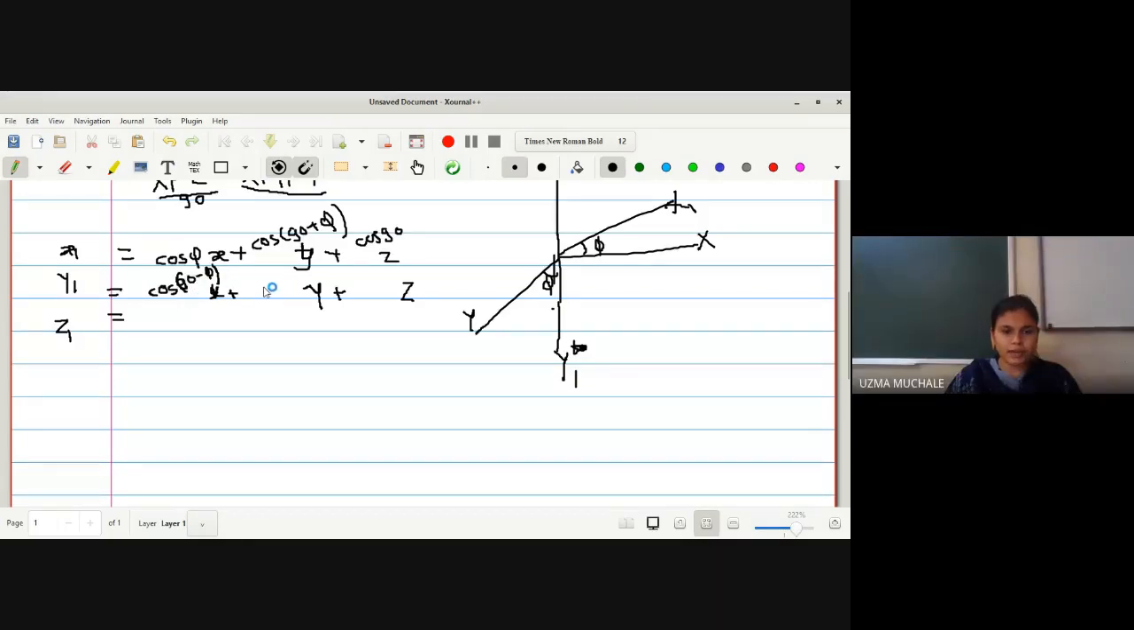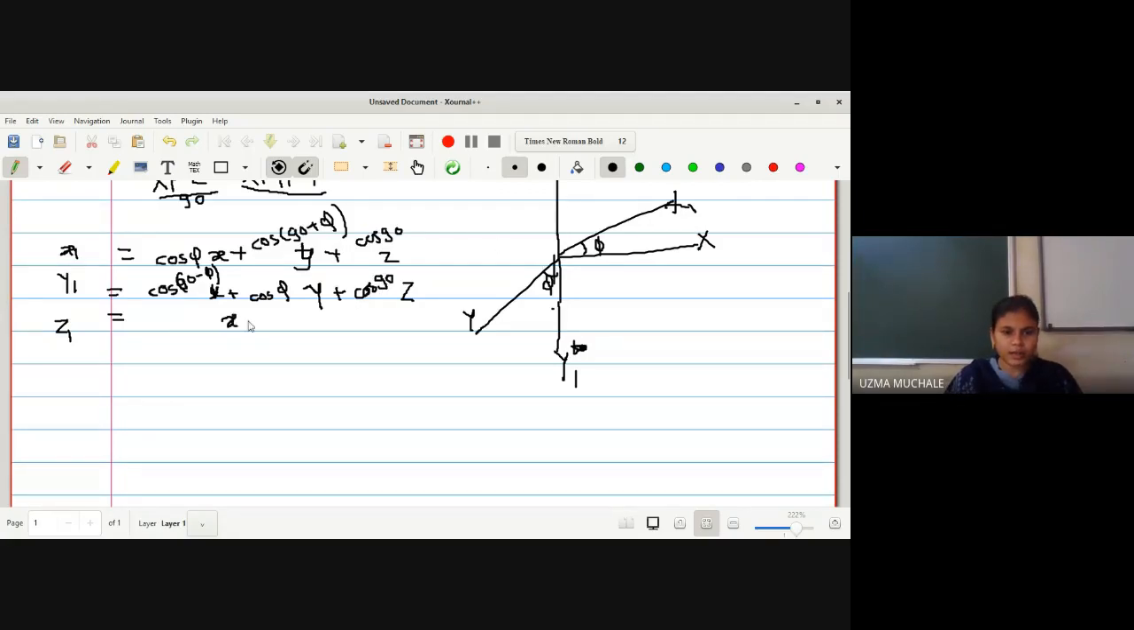Next, the angle between y and y1. We know that the angle between y and y1 is phi, so it is cosine of phi. And we know that z is equal to z1. So what is the angle between x1 and z1? It is 90 degrees. Z is fixed as z1.